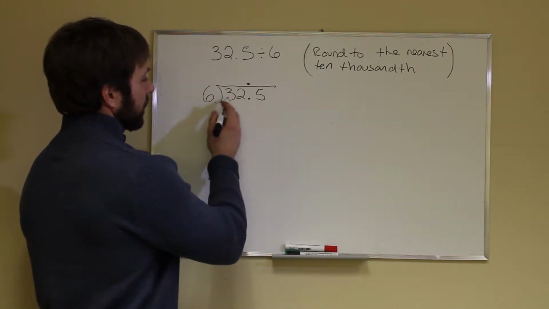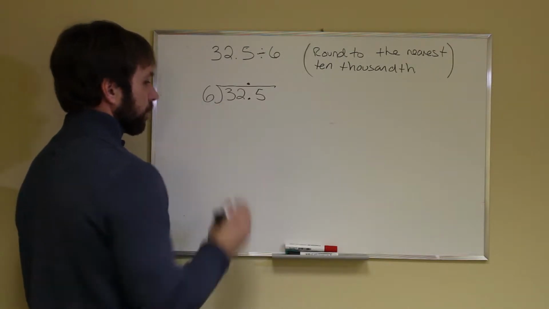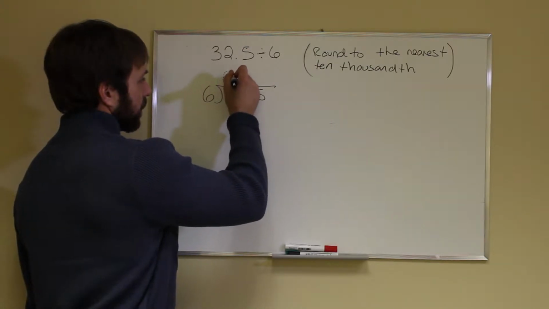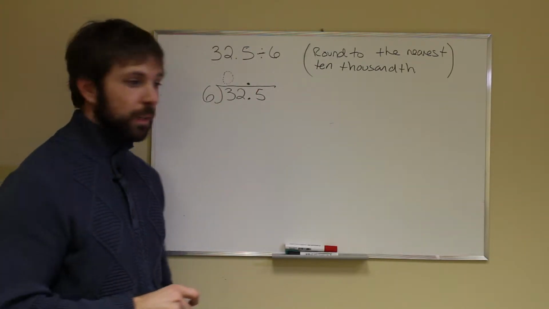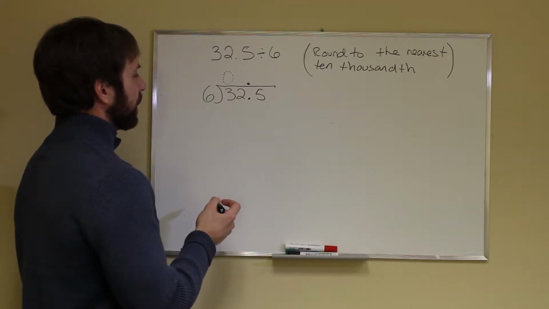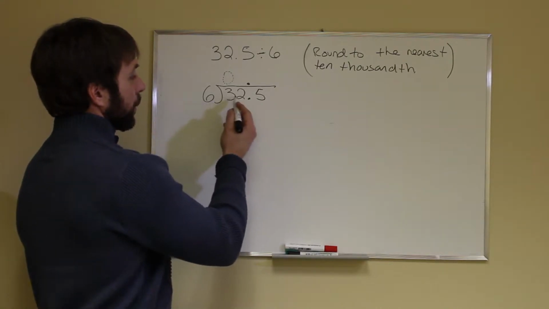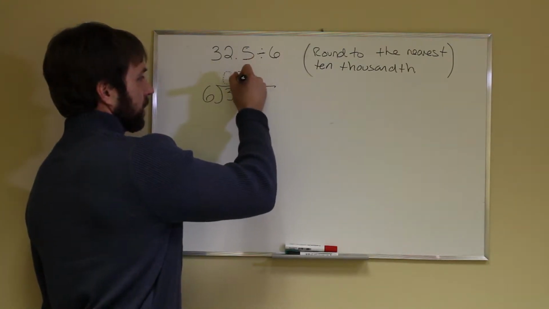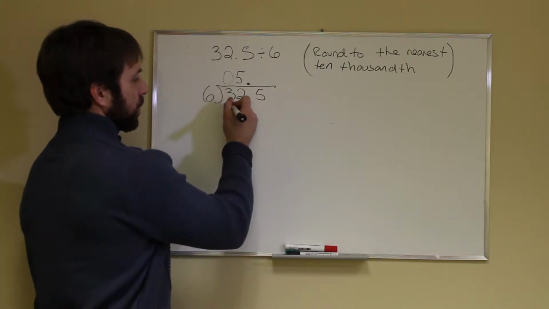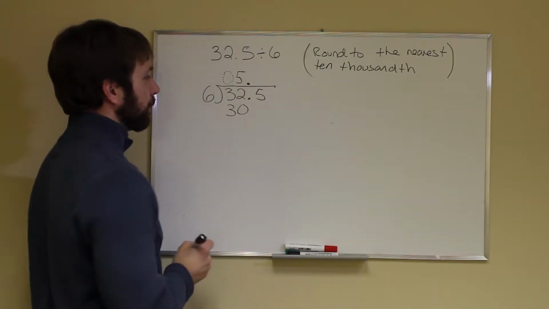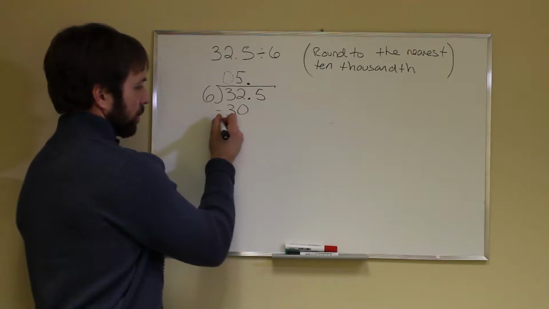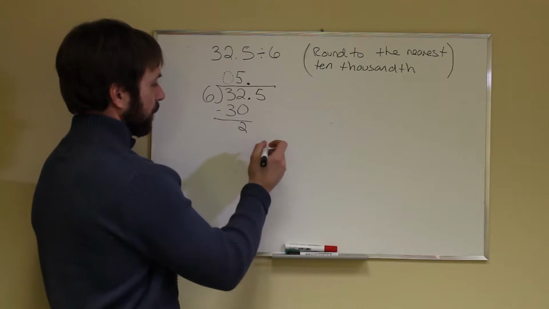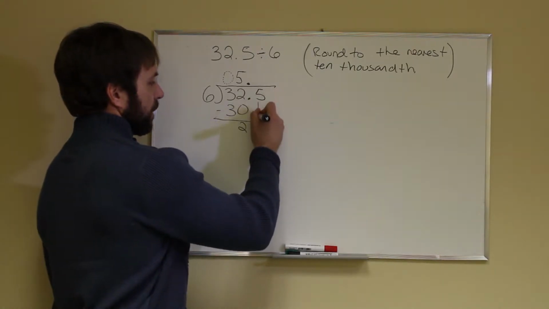So I'm going to ask, how many times does 6 go into 3? It goes in 0 times evenly. So if I want to, I can put a 0 there, but I don't need to. Next, I'll ask myself, how many times does 6 go into 32 evenly? 6 goes into 32 5 times evenly, and 6 times 5 is going to give me 30, so I write my 30 down below, and I'll subtract these two values. 32 minus 30 gives me 2, and now I can bring down my 5.